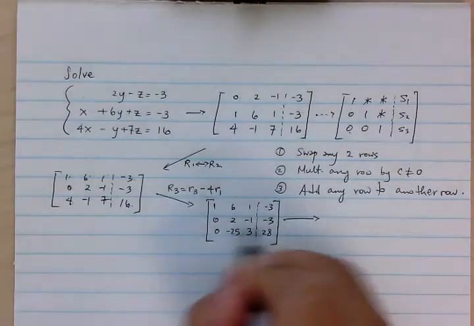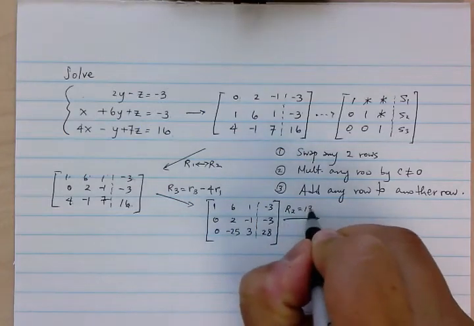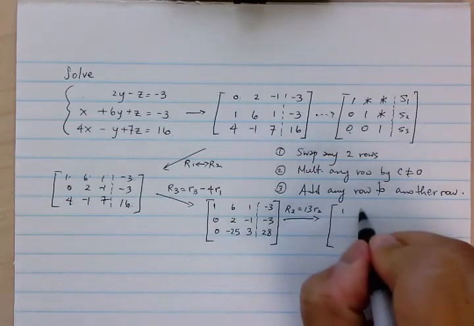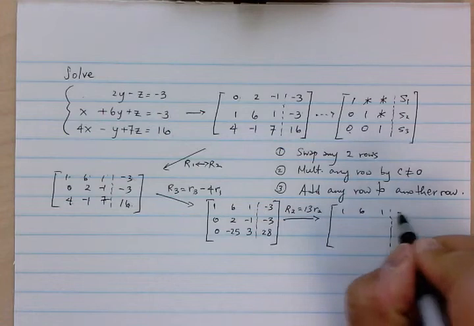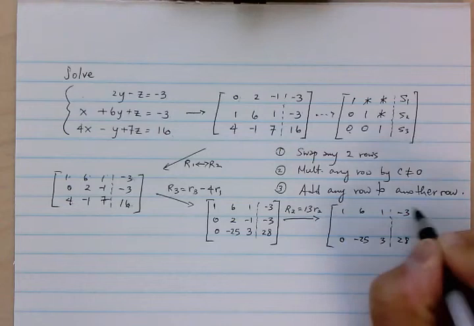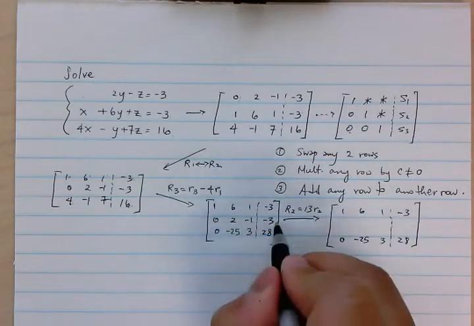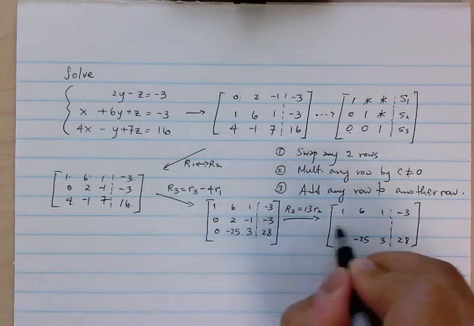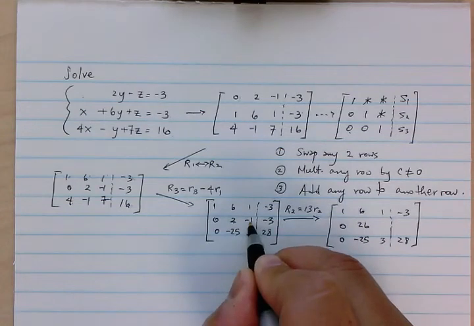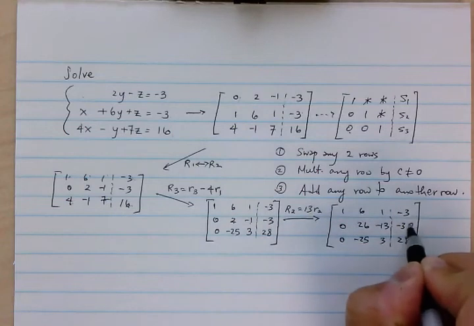I want to take this middle row and multiply by 13. So row 2 equals 13 times previous row 2. That means we have row 1 staying the same, row 3 staying the same, but row 2 is going to change because we're multiplying every entry in row 2 by 13. So 0 times 13, 0. 2 times 13 gives us 26. -1 times 13 gives us -13. -3 times 13 gives us -39.